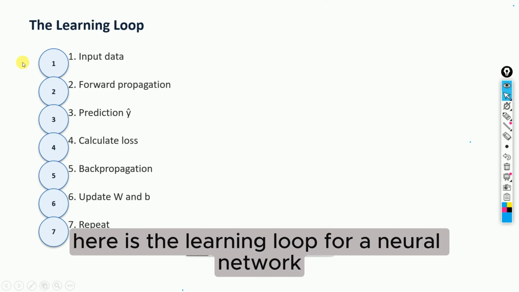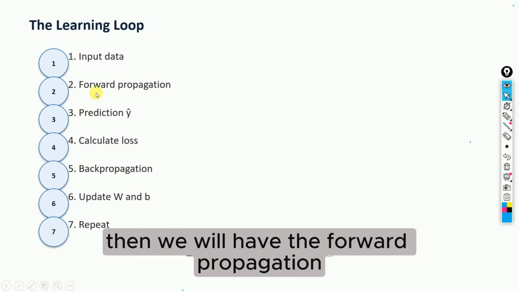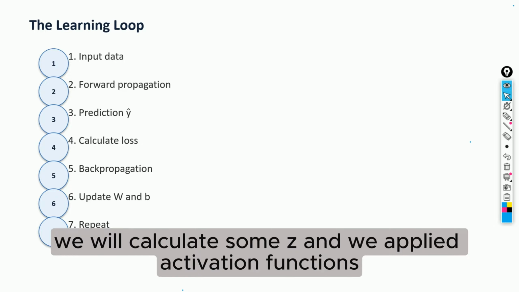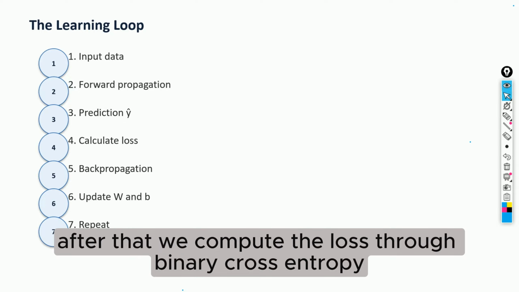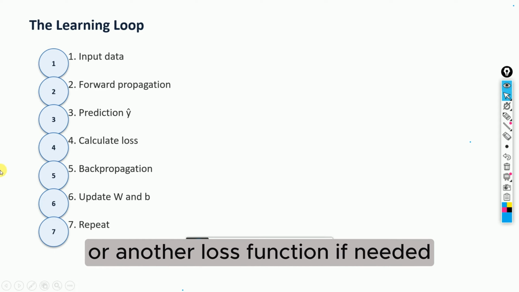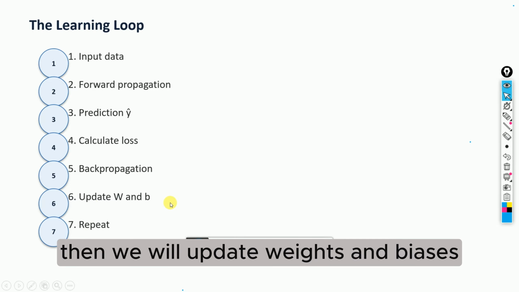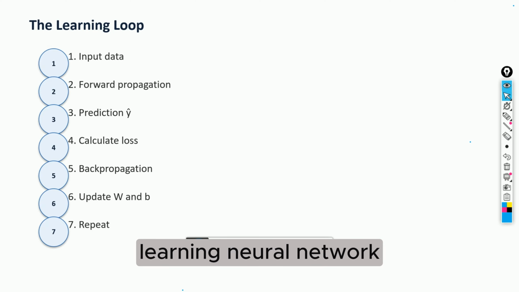Here is the learning loop for a neural network. The first step is to provide input data. Then we have forward propagation. In forward propagation, we calculate z and apply activation functions. Then in step 3, we have some predictions. After that, we compute the loss through binary cross entropy or another loss function if needed. Then we go to backward propagation. Then we update weights and biases. And this process is repeated until we get a well-trained neural network.